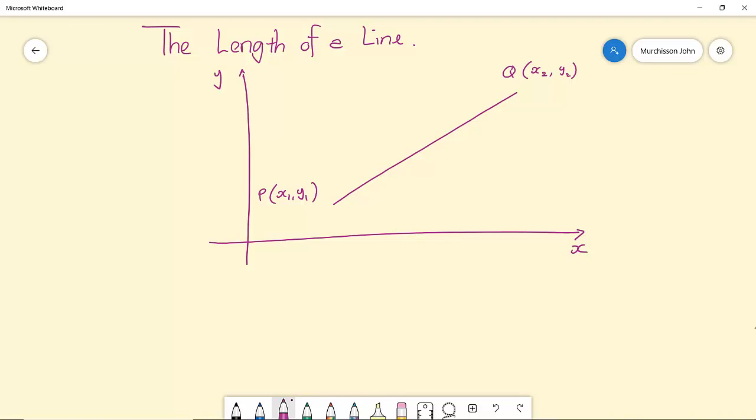Let us draw a dashed line like this. Where would this dashed line meet the x-axis? It would meet it here at x1. Let us draw a dashed line from Q till it comes down and meets the x-axis. This point here would be x2.